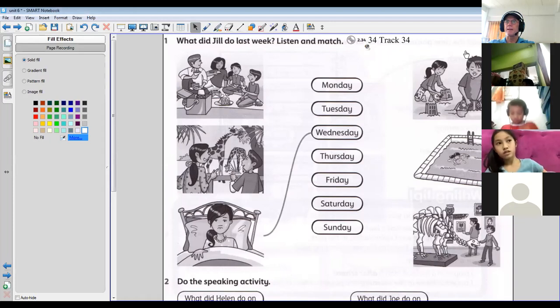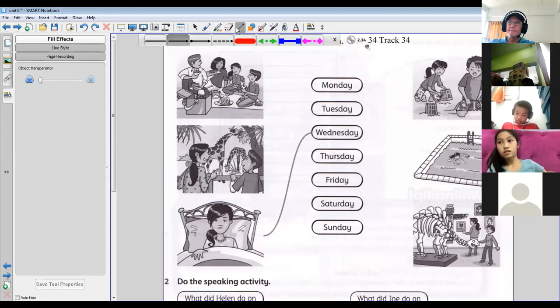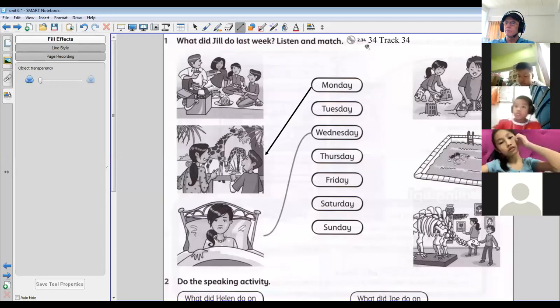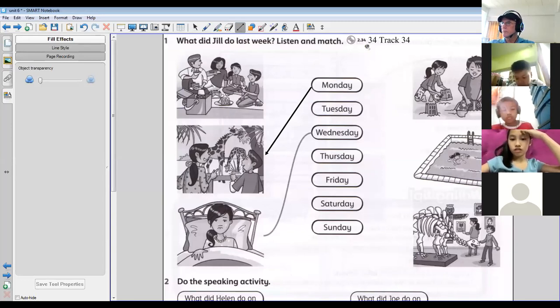Listening 2.34. Listen and match. Did you have a good holiday last week, Jill? Yes, I did. But Wednesday was horrible. Wednesday? Why? I had a sore throat. I stayed in bed all day. Oh dear. What did you do on Monday? I went to the zoo with my mum and dad and my brother. It was brilliant. What did you see? We saw lots of animals, but our favourites were the giraffes. They're amazing. Which was your favourite day? Saturday. We went to the beach on Saturday. Great. Did you swim in the sea? Yes, we did. And we made a fantastic sandcastle.